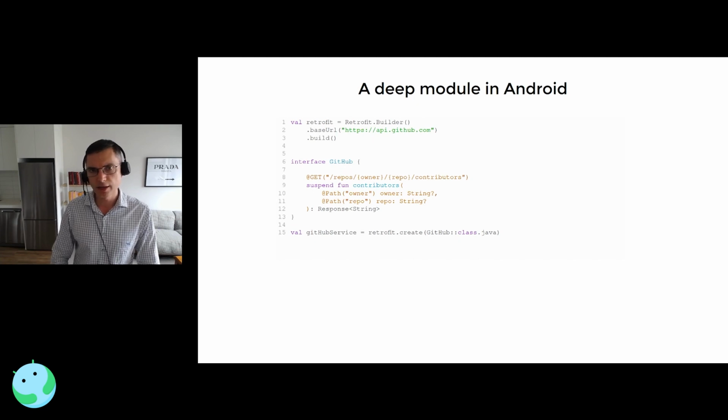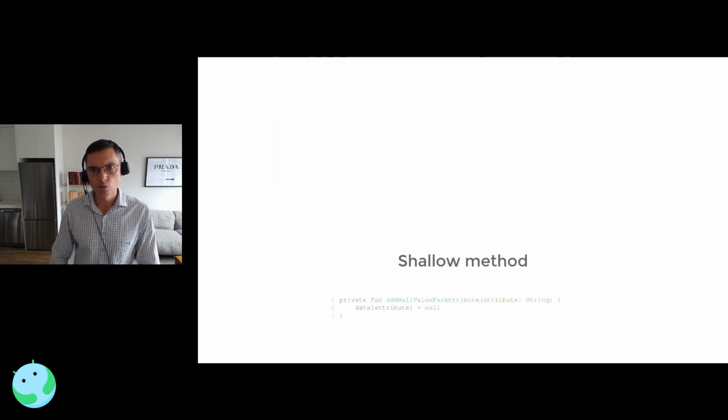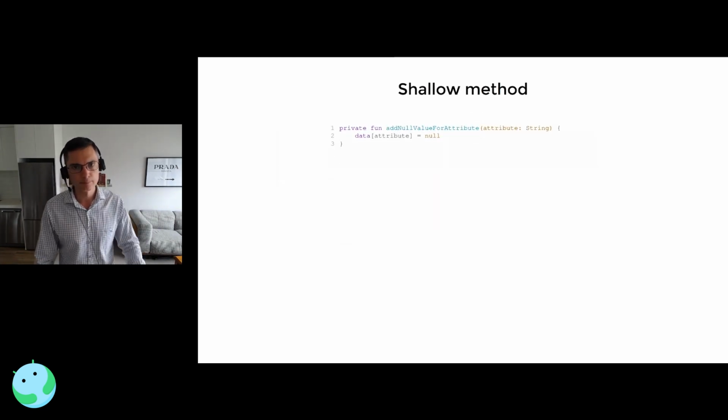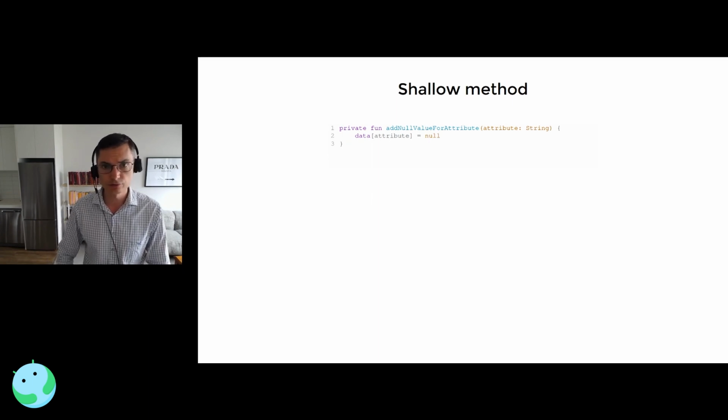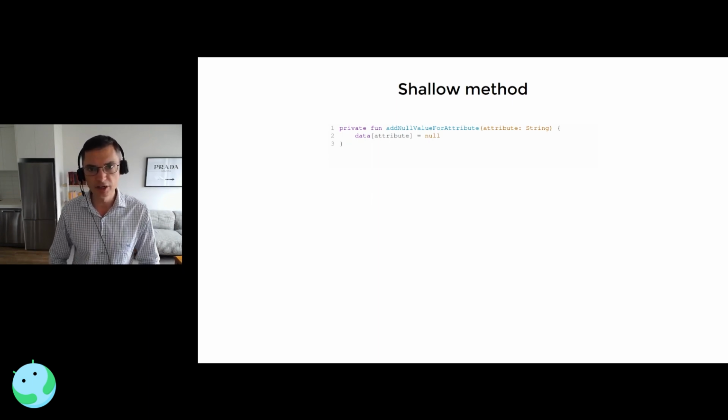Now, if that's a deep module, what would a shallow module look like? You can see here an example of a shallow method from A Philosophy of Software Design. This function here, all it does is manipulate a member called data, which presumably is some kind of map. And all it does is assign the string parameter to null.